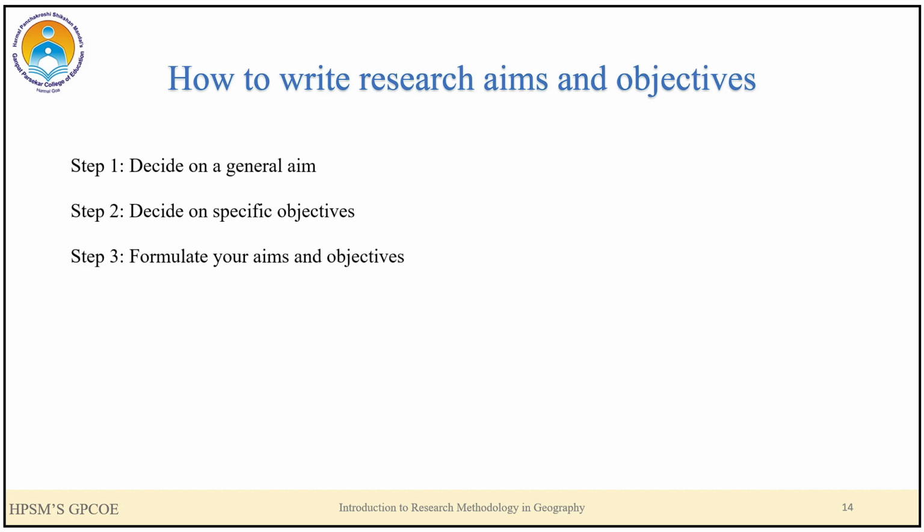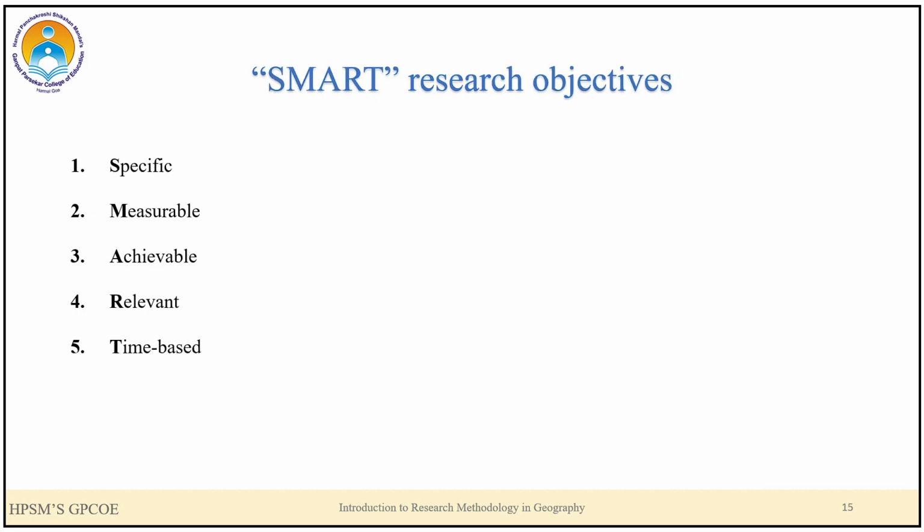How to write research aims and objectives. Step 1. Decide on a general aim. Your research aim should reflect your research problem and should be relatively broader. Step 2. Decide on specific objectives. Break down your aims into a limited number of steps that will help to resolve your research problem. Step 3. Formulate your aims and objectives. Once you establish your research aims and objectives, you need to explain them clearly and concisely to the readers.